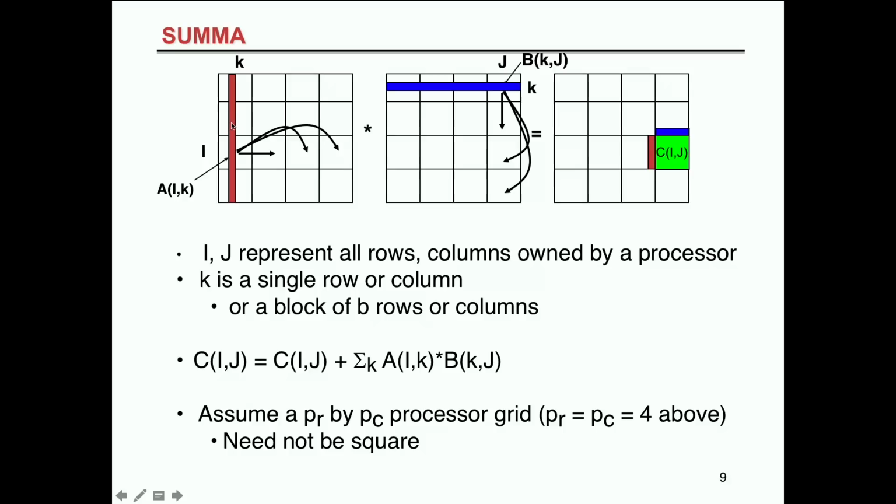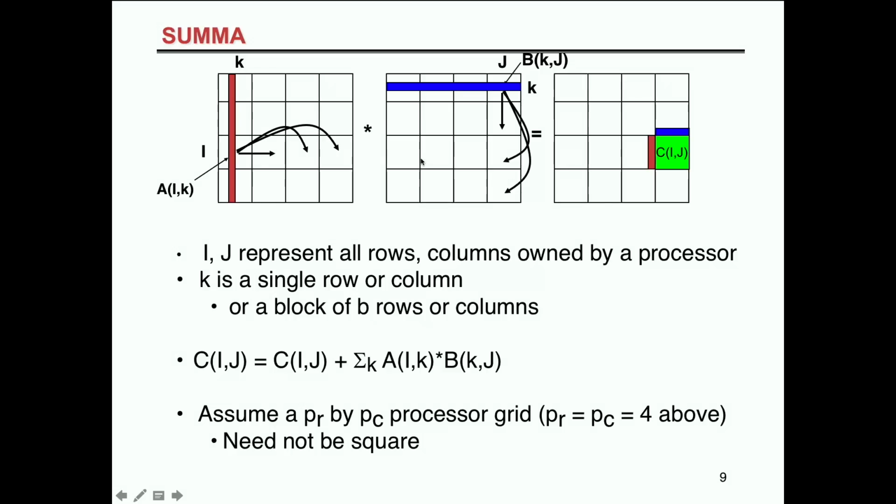But the same thing is going to happen by this guy, which is P10, and P00. Everyone will send along their rows. And for the B matrix, whoever owns that row slice, there are 4 processes that will own that row slice. They will broadcast along their processor column.